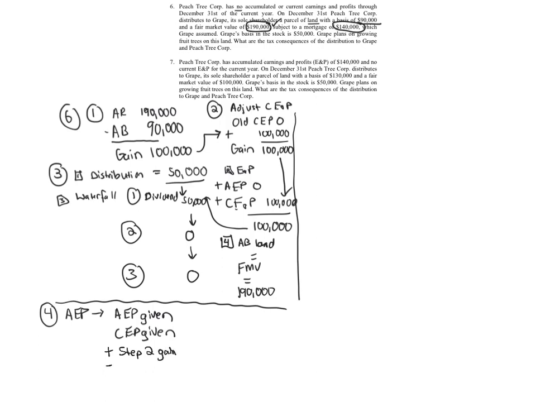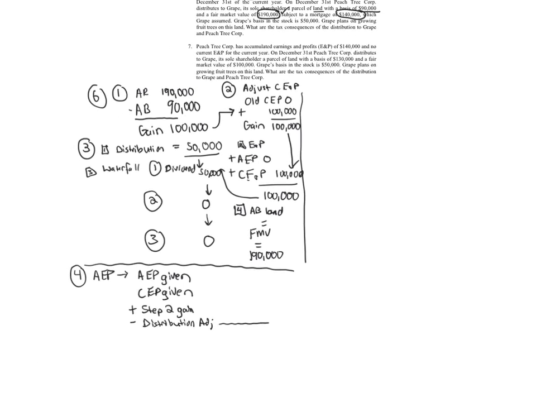Plus step 2 gain, minus the distribution adjustment, and that gives us our new E&P. Accumulated E&P given to us is 0. Current E&P given to us, both are 0.